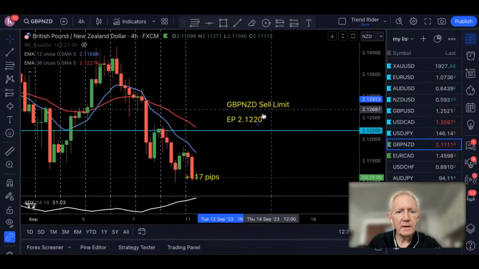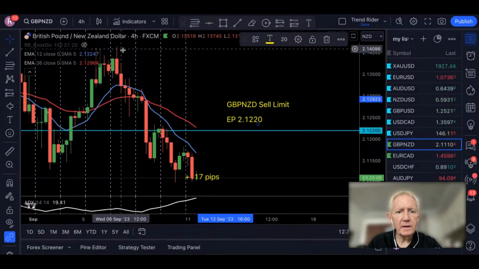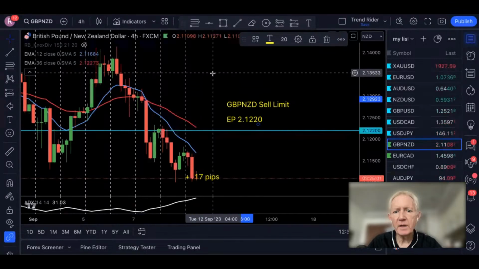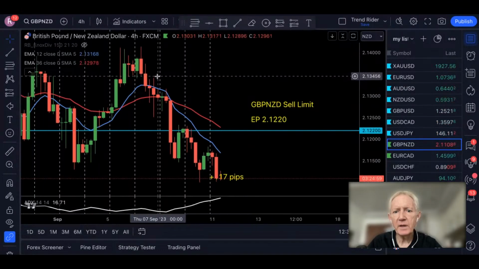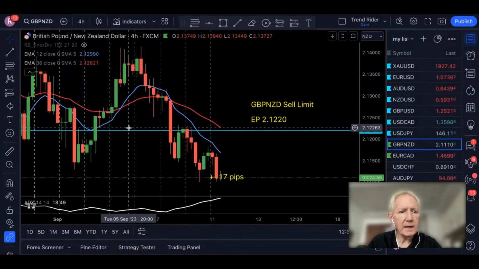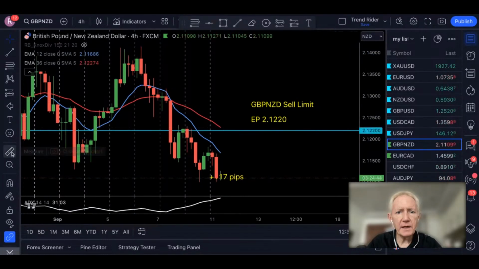Okay, that one did open, but it went the wrong way initially, and it just depends on where you had your stop loss here. You could have been stopped out. I was not stopped out because I put a 200 pip stop loss, which is a big stop loss, but the pound New Zealand moves more than any other currency pair in the Forex market. So I put a bigger stop loss on that one, and the stop loss never got hit.